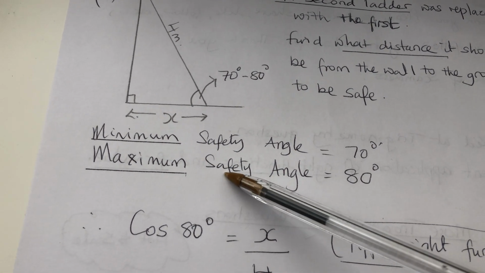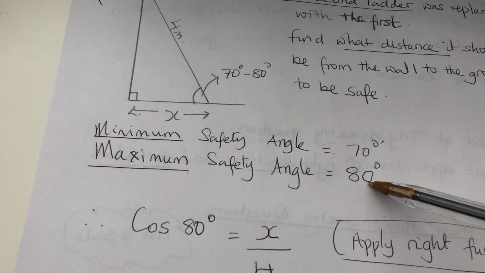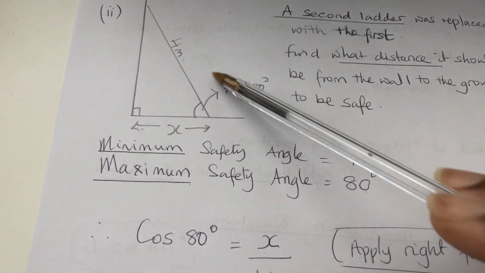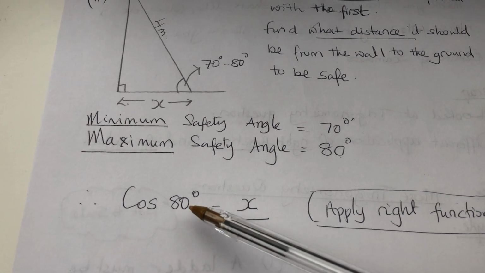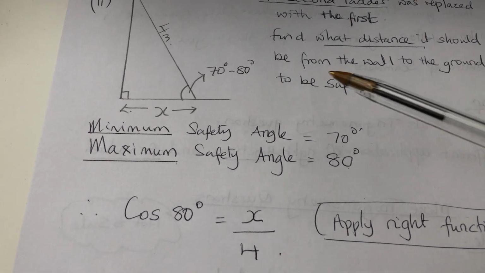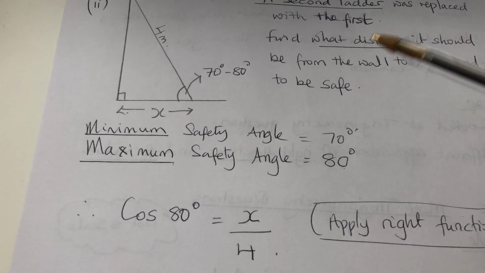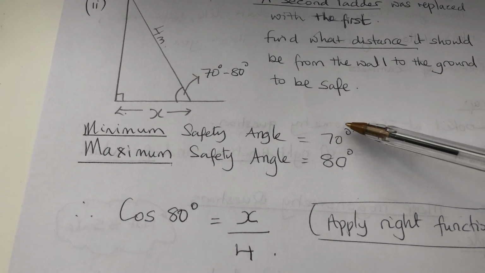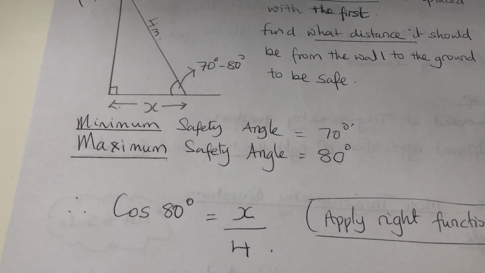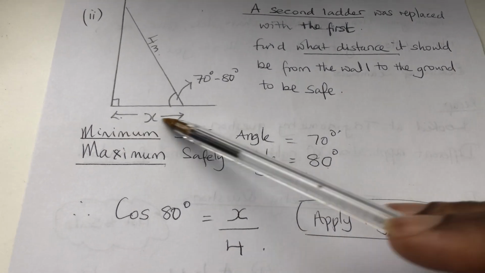The maximum safety angle should be 80 degrees. Okay, so we know the adjacent, we know the hypotenuse here. So cos 80, I'm going to use the maximum. If it goes beyond 80, it's not safe. If it goes below 70, it's not safe. So I'd rather use the maximum, because if I use 70, then up to 80, what happens with that? So cos 80 will be the distance we want.